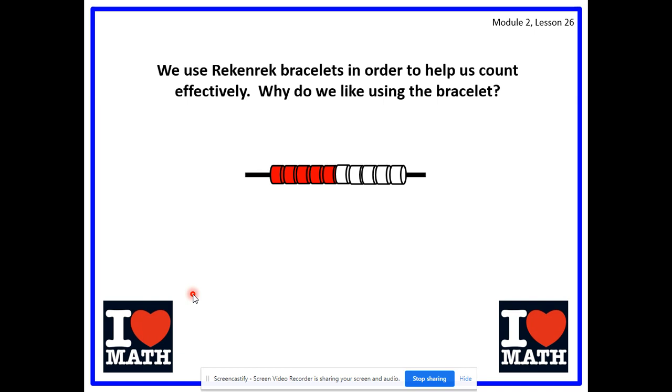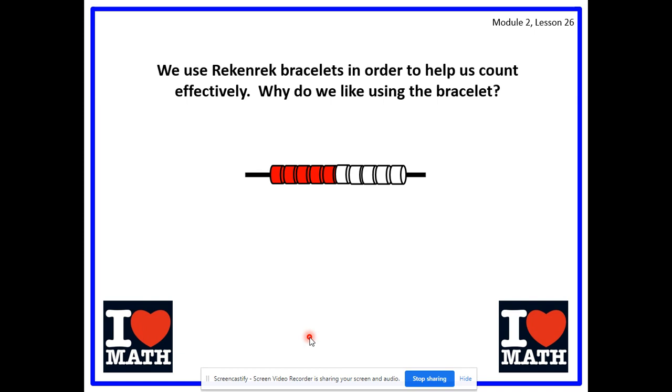We can carry around loose beads to count, but instead we use Rekenrek bracelets. Why do we like using this bracelet right here? Why do you think? Well, we like to use it because it keeps the beads together. They're organized and we can count them quickly instead of taking a long time. So instead of having 10 loose beads to count one by one, we can pick up this Rekenrek bracelet and count all 10 at once.